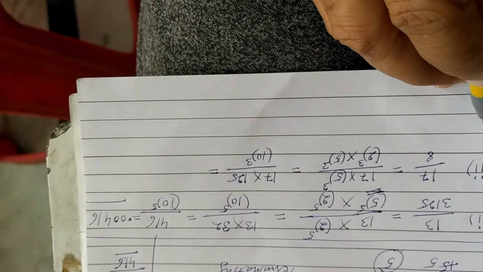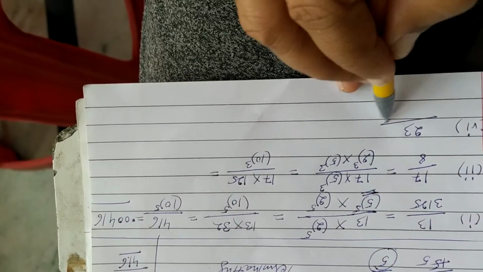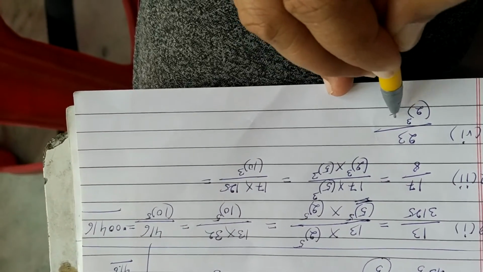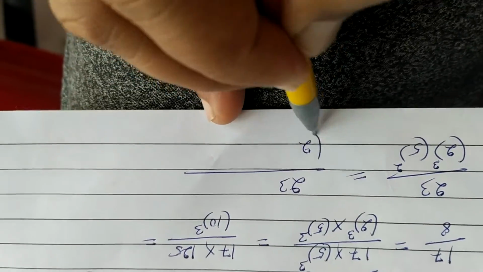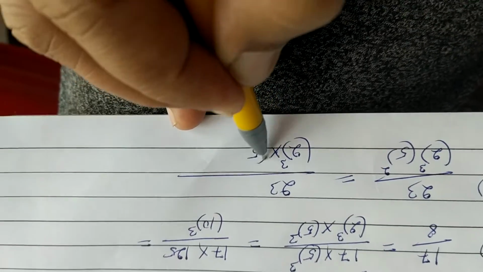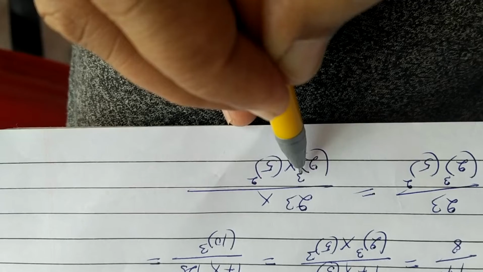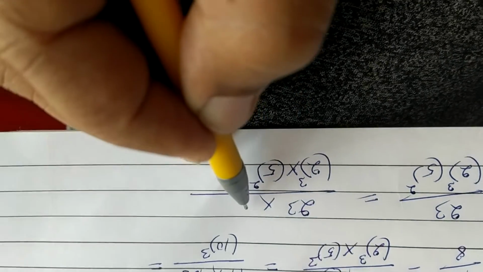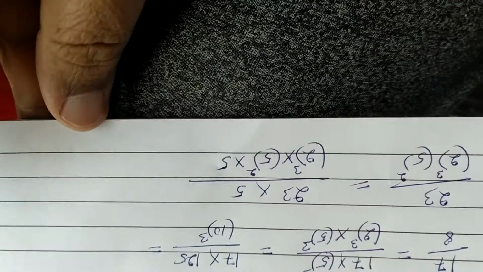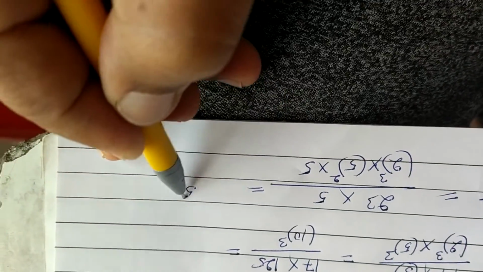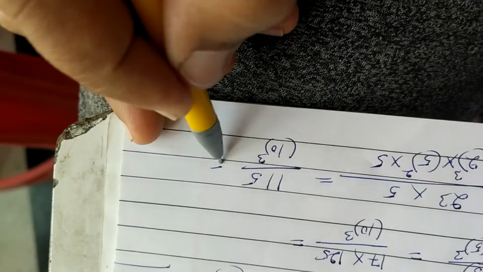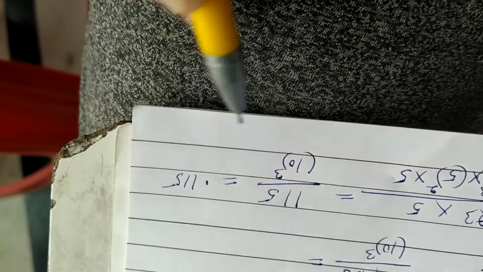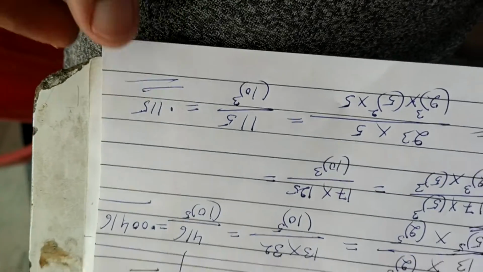Come on, sixth part. Here 23 upon 2 power 3 into 5 power 2. 2 power 3 means 2 three times, and 5 two times. Then just multiply with the 5 that is required here to make 10 power 3. Just put the decimal before 3 digits. Okay, this is the answer.